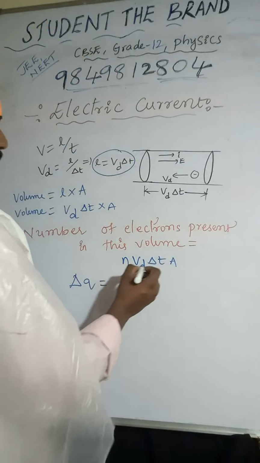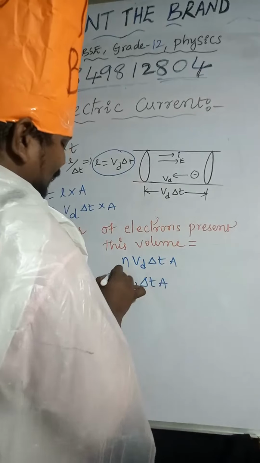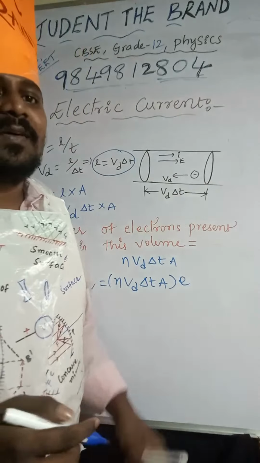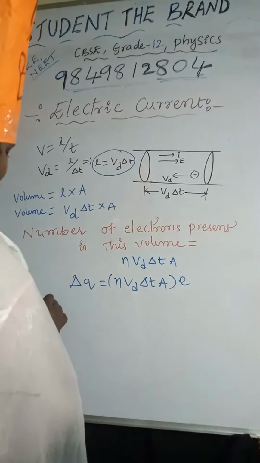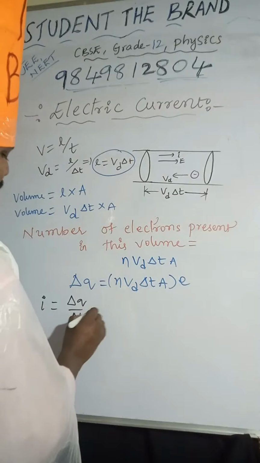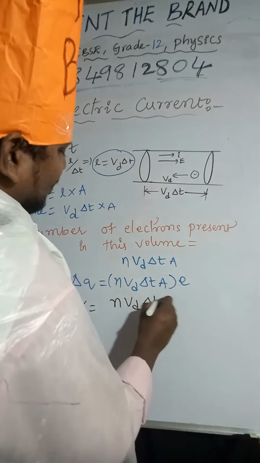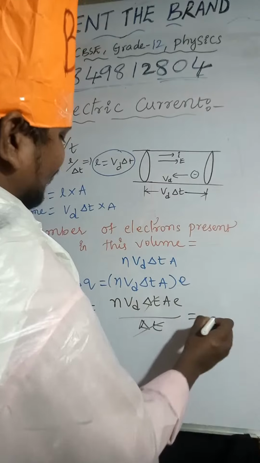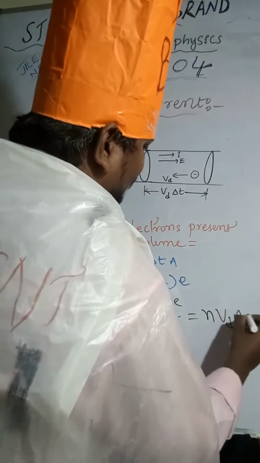So delta Q equals N into VD delta t into A into e. Okay. Now we know current. What is current? Current I equals delta Q by delta t. So delta Q is N into VD into delta t into A into e, divided by delta t. Delta t gets cancelled. Then the answer is I equals N VD A e.